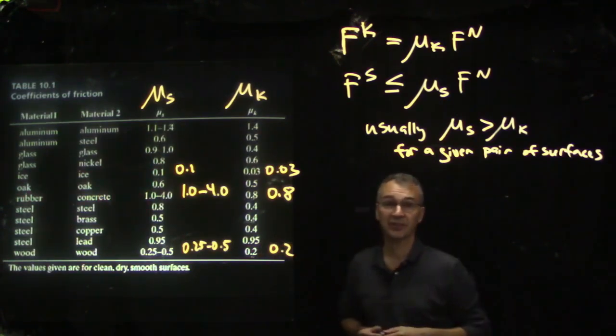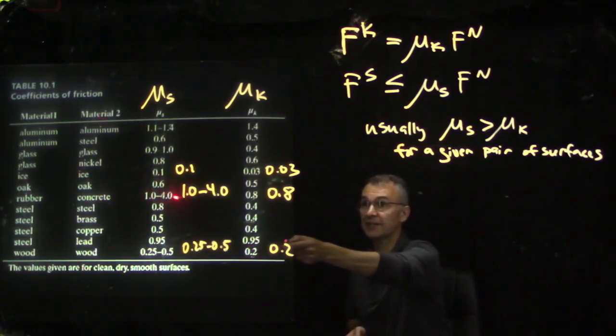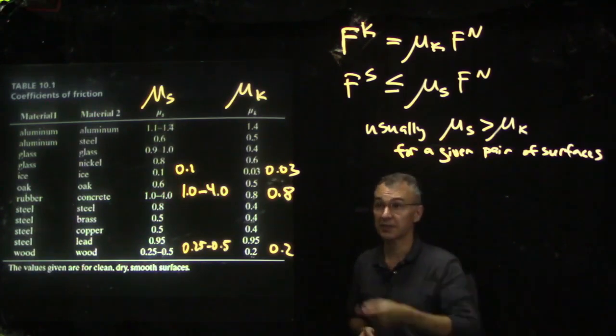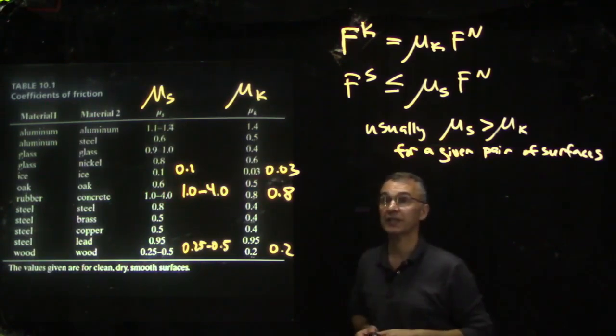Rubber on concrete is kind of at the other end. Rubber on concrete is a very good contact. So mu static is between 1 and 4. That's really big, whereas mu kinetic is 0.8.